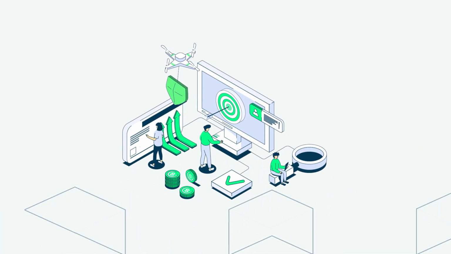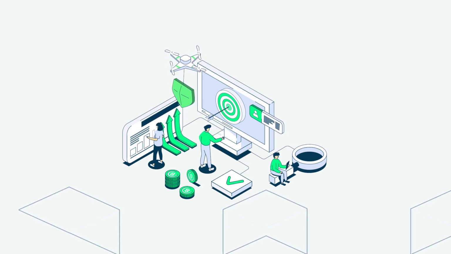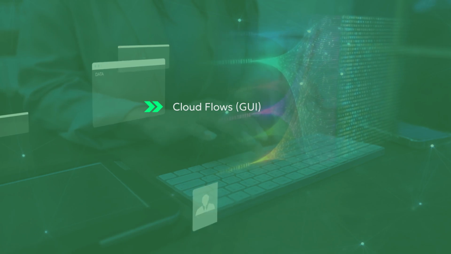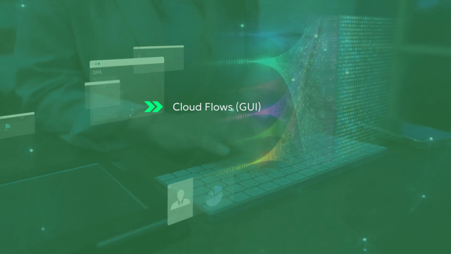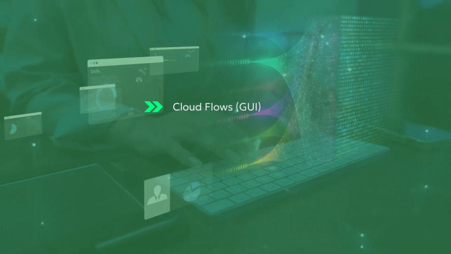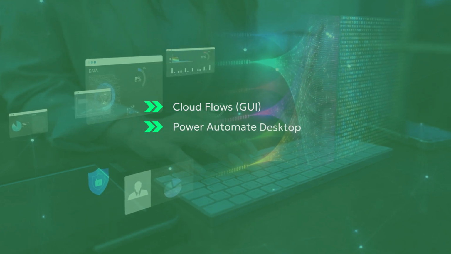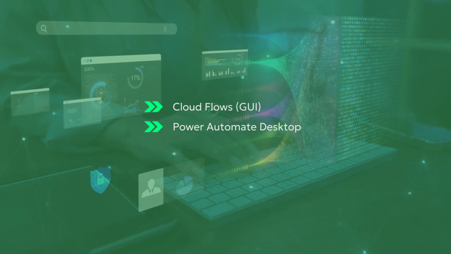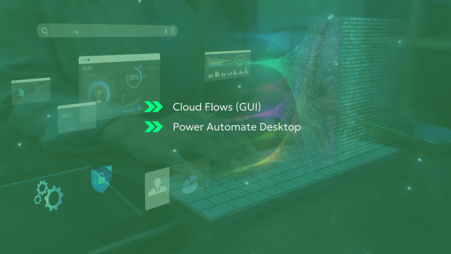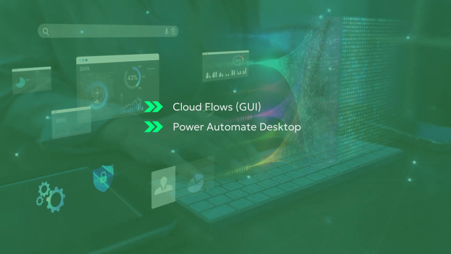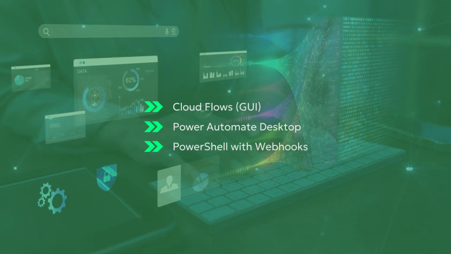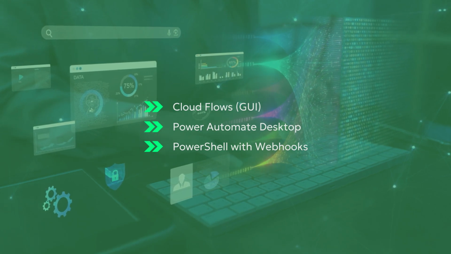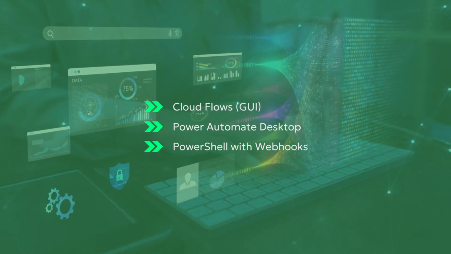Core methods for deploying MSP automation. There are several ways to deploy automation depending on your environment, infrastructure, and operational needs. Cloud flows, GUI: ideal for cloud-based workflows such as posting to Microsoft Teams when a new ticket is created. Power Automate Desktop uses robotic process automation, or RPA, to automate legacy applications and Windows-based tasks that lack API integrations. PowerShell with webhooks allows local scripts and monitoring tools to trigger cloud workflows through webhook-based automation.